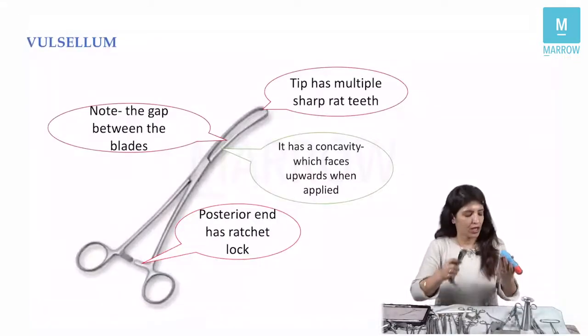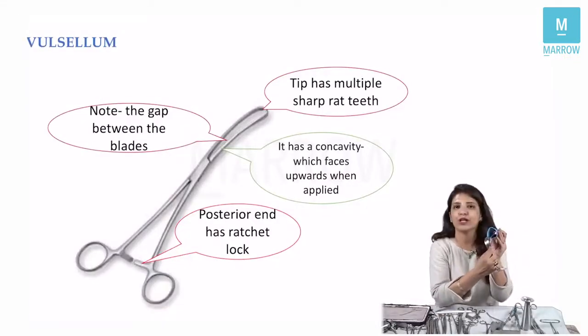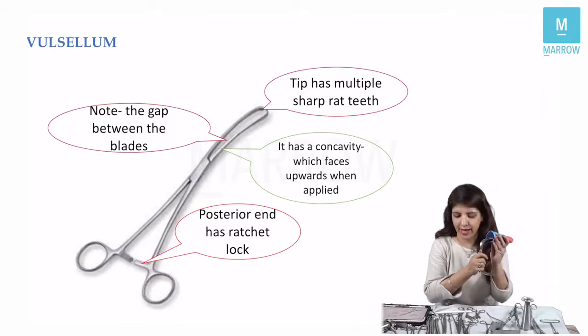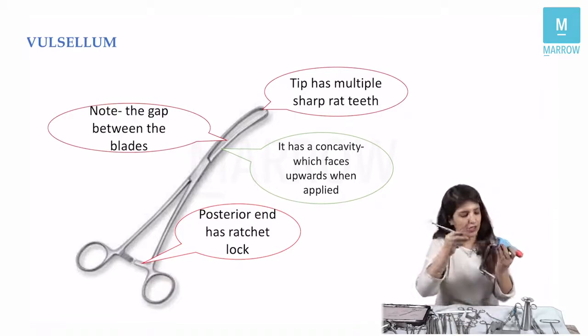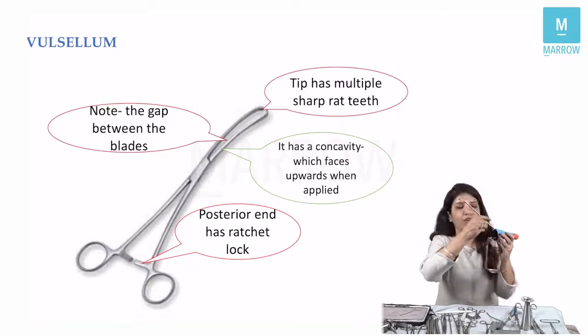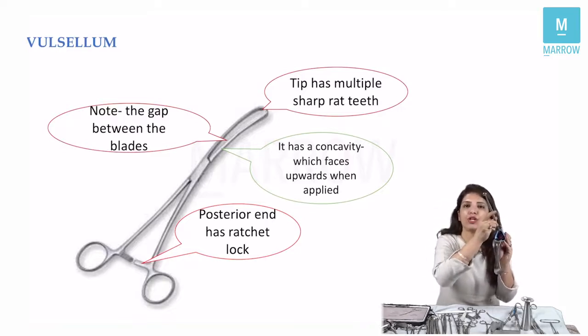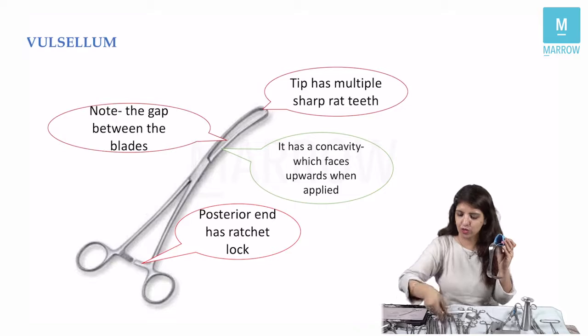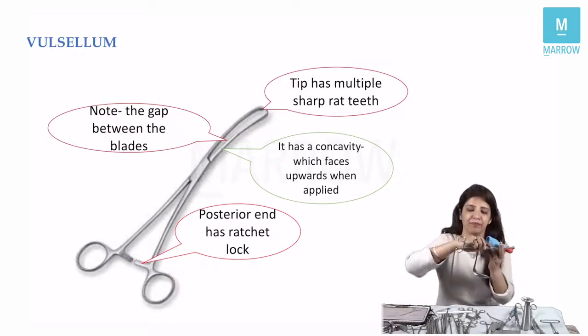Now, once I have retracted the posterior wall of vagina and I have retracted the anterior wall of vagina, if I want to enter into the cervix, I will need to hold the anterior lip of the cervix. Now, in order to hold the anterior lip of the cervix, the instrument which I am going to use is the Sponge holding forceps, right? I am going to use it to hold the lip of the cervix.